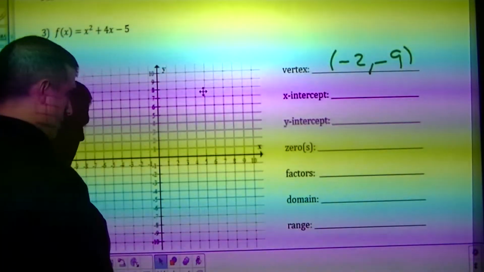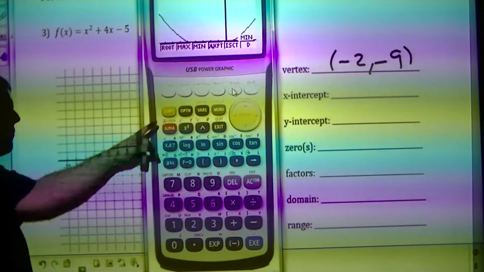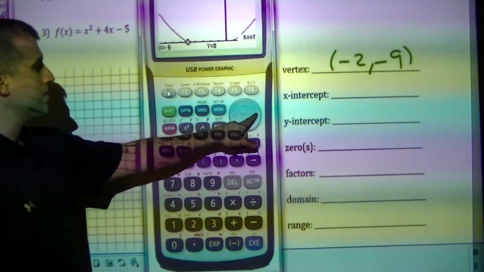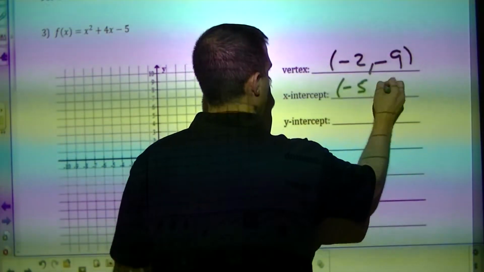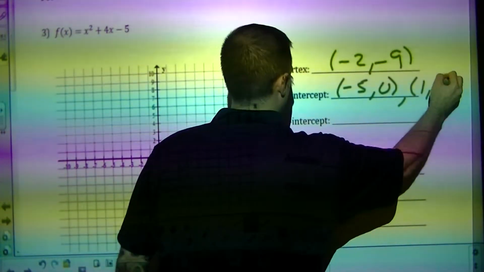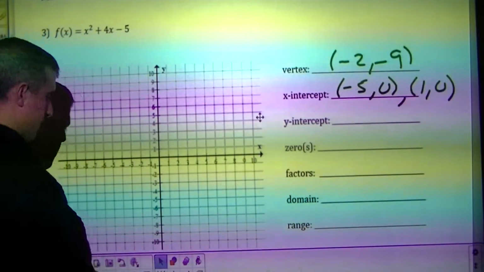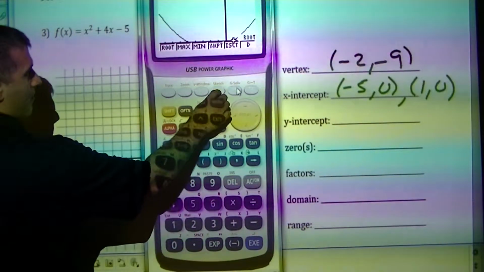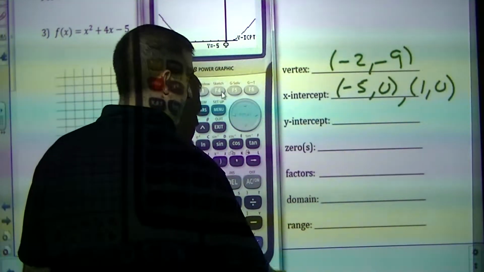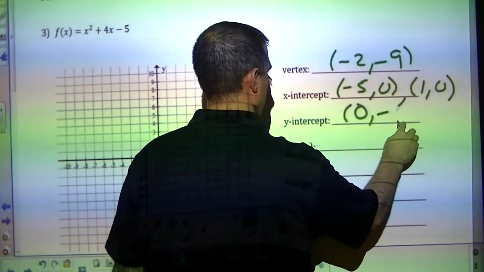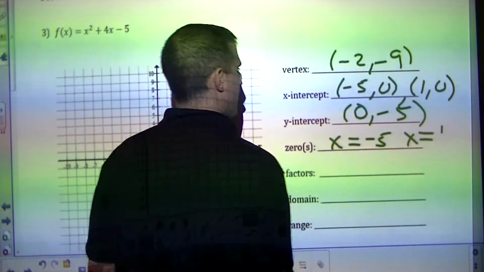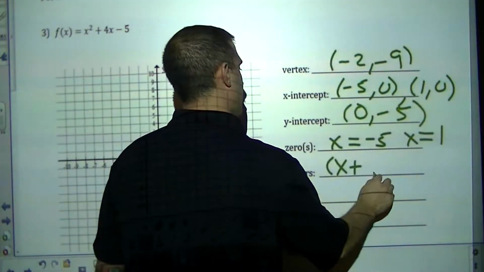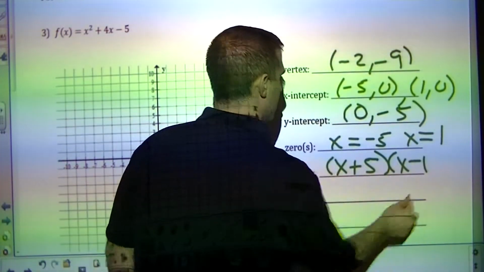Okay. To find the x-intercept, I'm G-solve root. -5, 0. I hit the over button and 1, 0. -5, 0, and 1, 0. Okay. To find the y-intercept, I'm G-solve y-intercept, 0, -5. Alright, my zeros are x equals -5, x equals 1. Factors are x plus 5, x minus 1.